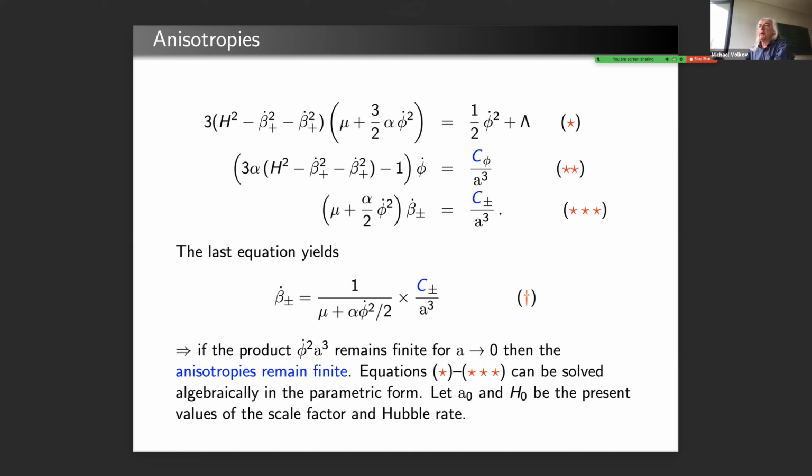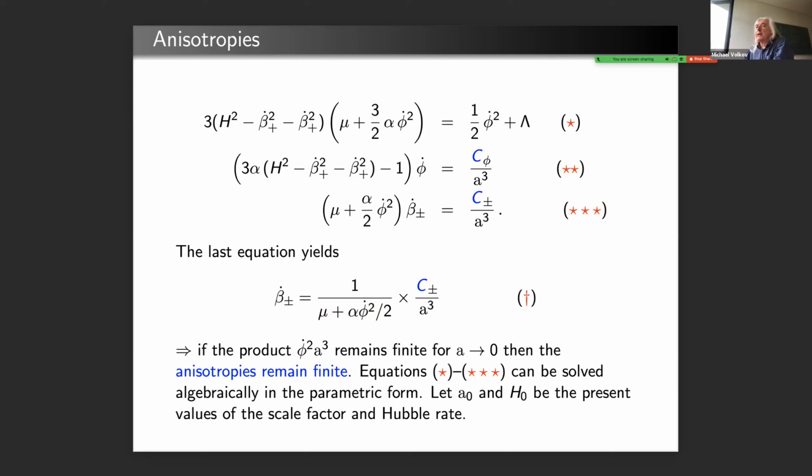Now, let's see what happens with the anisotropies. We again take Bianchi 1, and then the Friedmann equation becomes this. The scalar field equation becomes this, and can be integrated once. And then the anisotropy equations can also be integrated once. And then this gives again the integration constants. And now, when we express the anisotropy parameters from this equation, then we obtain the following result.